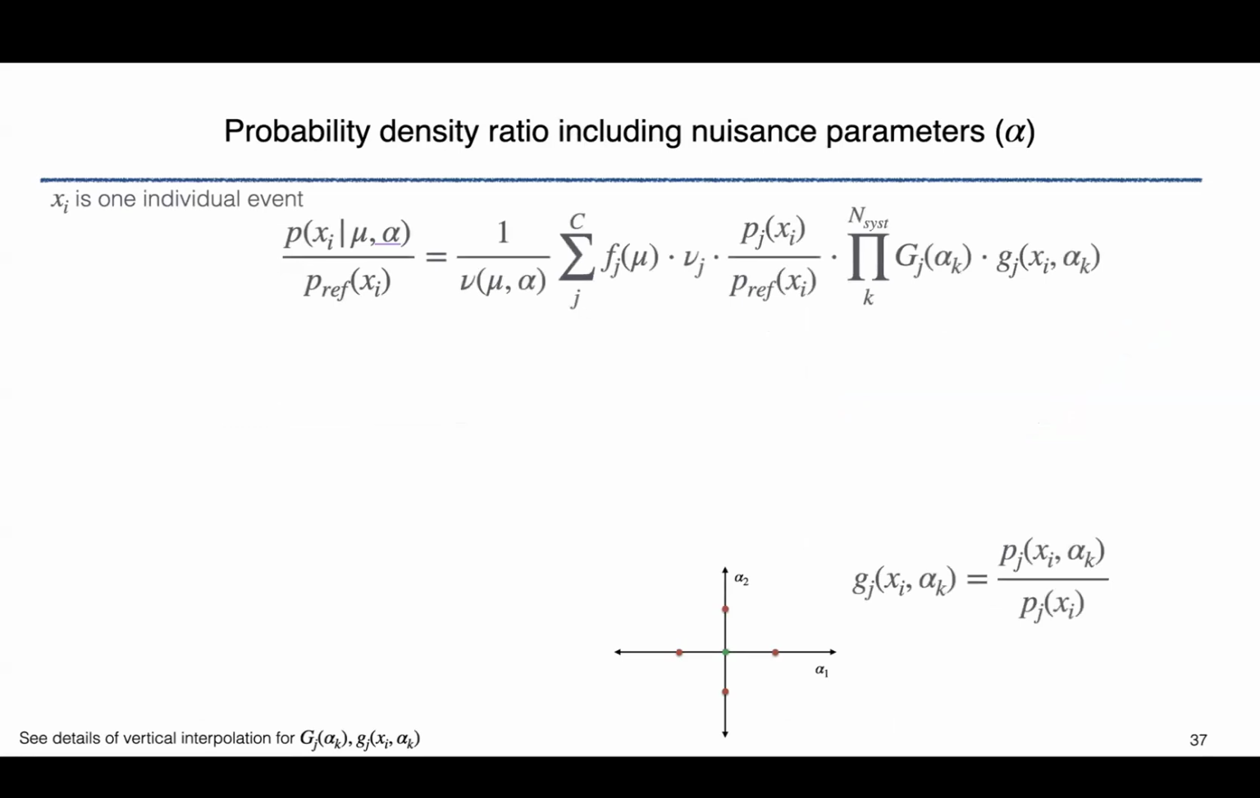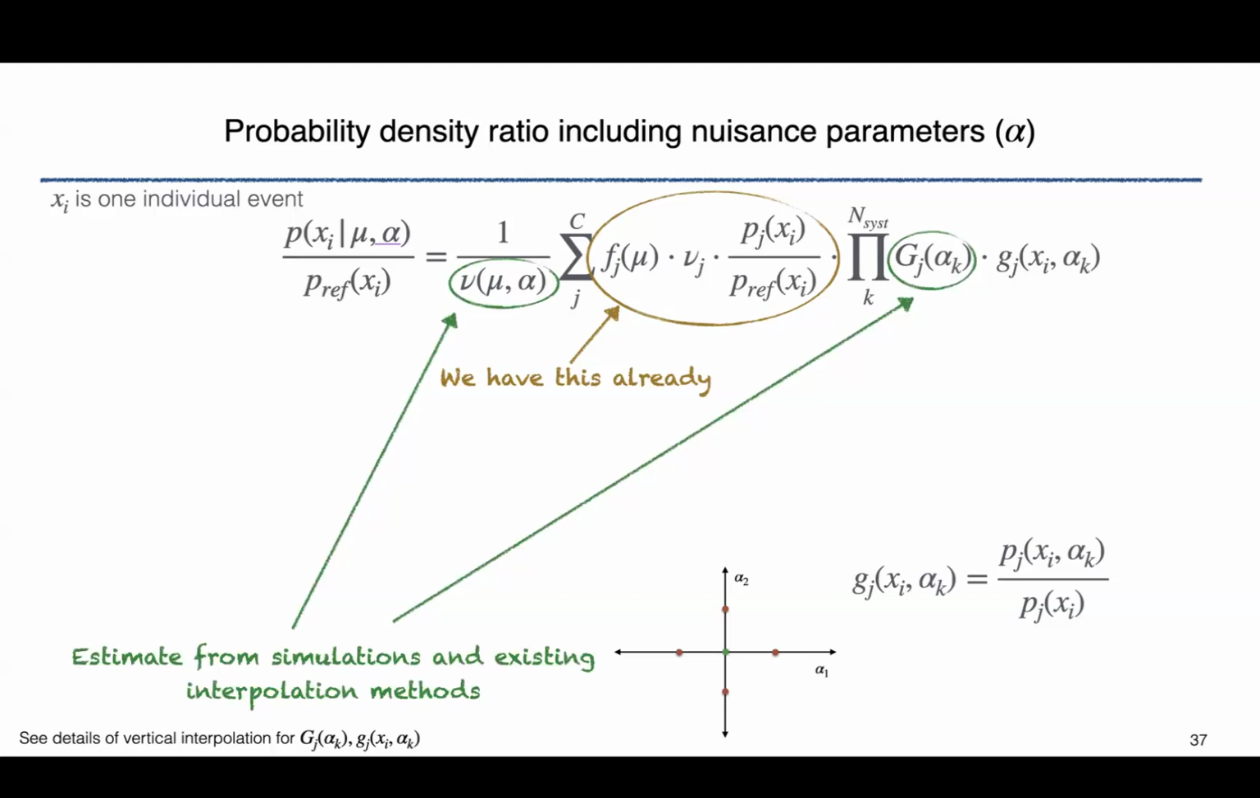And so this looks like a big equation, but really you've already seen this before. This is the whole stat-only contribution. And so there are a few new terms. These guys, as you can see, have no xi dependence, which means they're not per-event terms. So they can be estimated the same way as with traditional analyses, which is from the simulated predictions and the interpolation method that I just talked about.